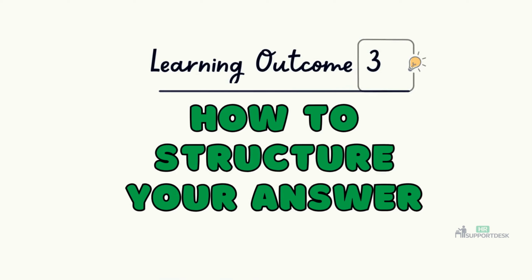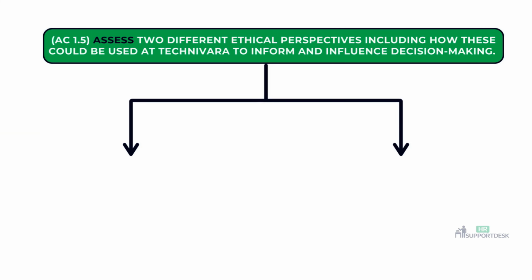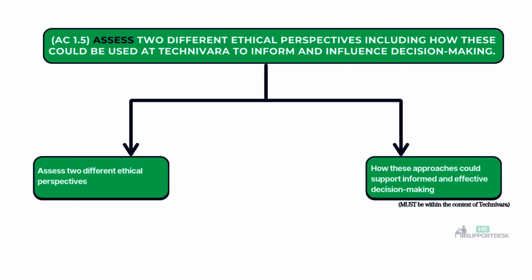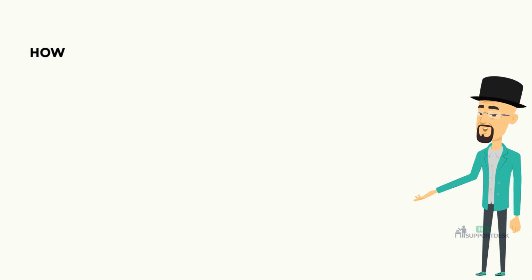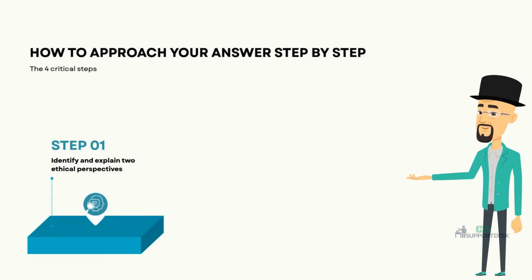Now that we understand the question and the command verb, let us explore how to approach answering this assessment criterion effectively. To successfully meet the requirements of 5CO02 AC1.5, you need to recognize that this question has two key sections, and your answer must bring out both of them effectively. First, assess two different ethical perspectives, and second, explain how these could be used at Technivara to inform and influence decision-making. These can be addressed in four critical steps. 1. Identify and explain two ethical perspectives.